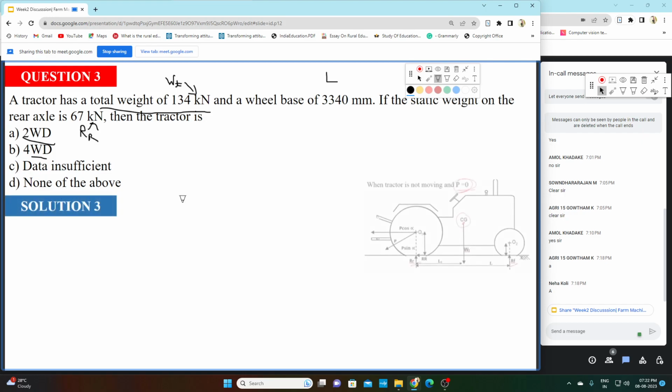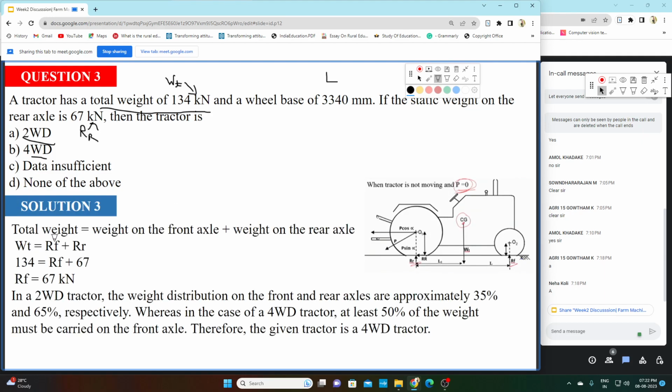Let me tell you how we can solve this problem. I have already told you your total weight WT will be equal to RR plus RF. WT is given, that is 134 kilonewton. RR is also given, that is 67 kilonewton. So you can find out RF. RF will be equal to 67 kilonewton.